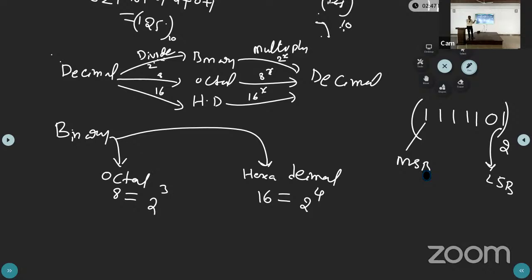While converting binary to octal, you group the bits in groups of 3. That grouping starts from the LSB side. Don't start from the MSB side. So now, what is the number? 1 1 1 1 1 1 1. In these numbers, you can take groups of three.